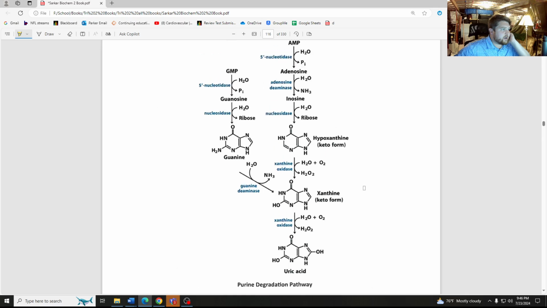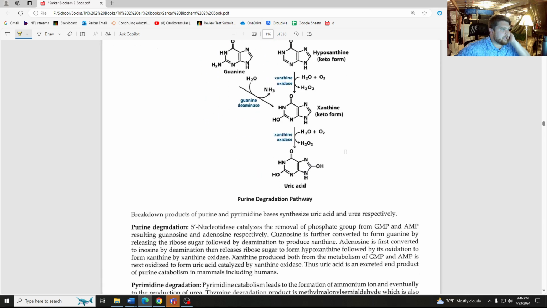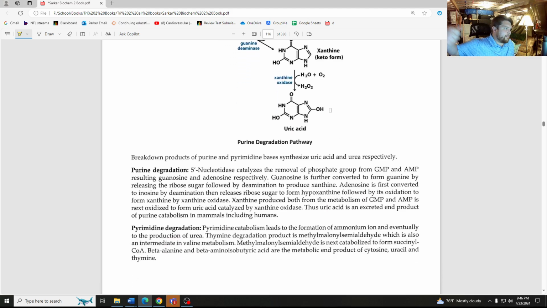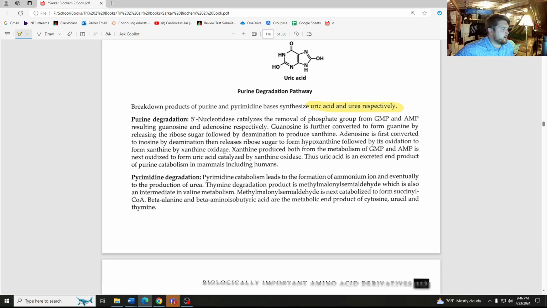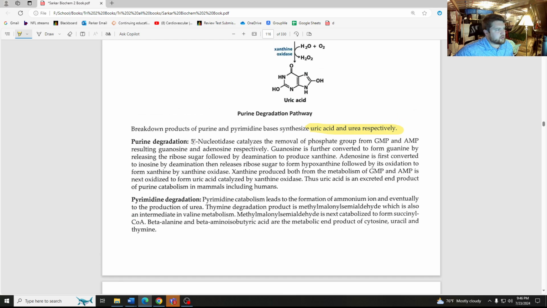Now the degradation pathway, breaking these down, breaking the purines down. Breakdown products of purine and pyrimidine bases are uric acid and urea respectively, which we already talked all about with the uric acid and urea cycle. Let's go ahead and run through these. So the 5-nucleotidase catalyzes the removal of the phosphate group from GMP and AMP, resulting in guanosine and adenosine respectively.